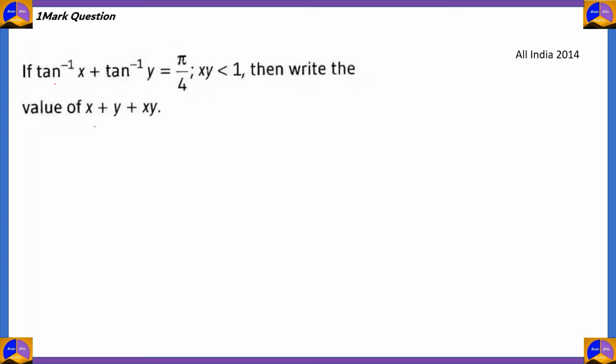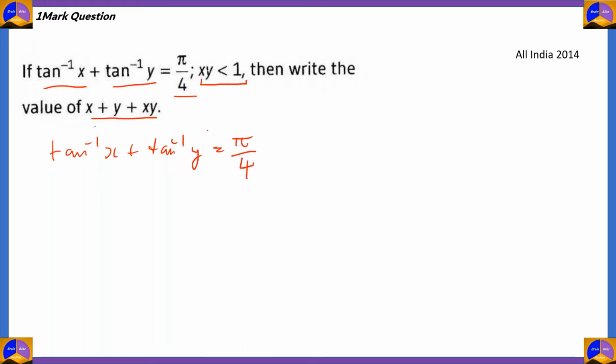Let's look at our next question. If tan inverse x plus tan inverse y is equal to pi by 4, and the condition is given that xy is less than 1, then write the value of x plus y plus xy. So over here, there's a little bit of formula that you need to remember. Let's look at it one by one. So what is given? Tan inverse x plus tan inverse y is equal to pi by 4.